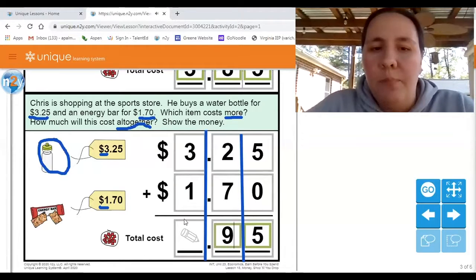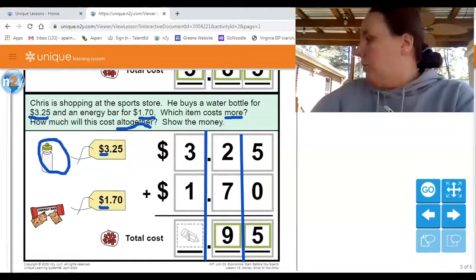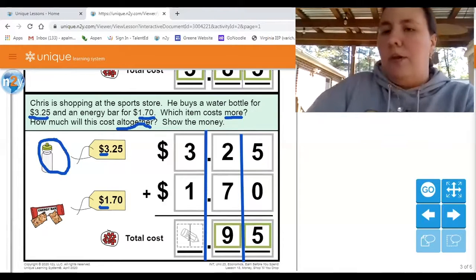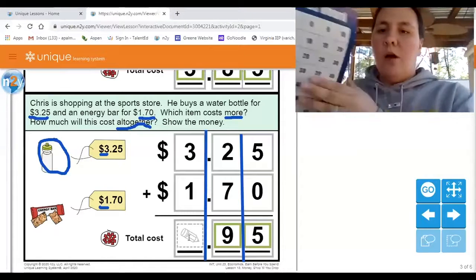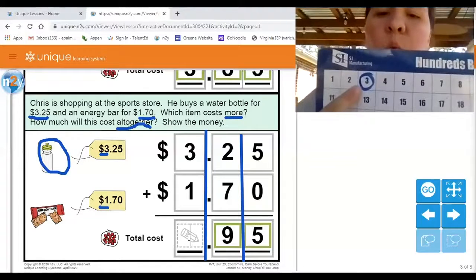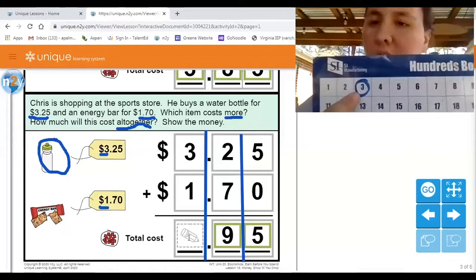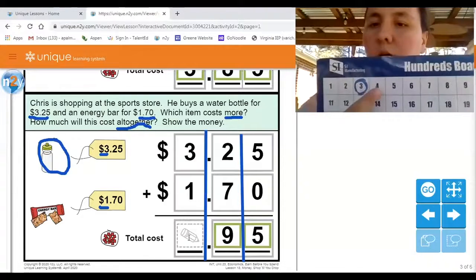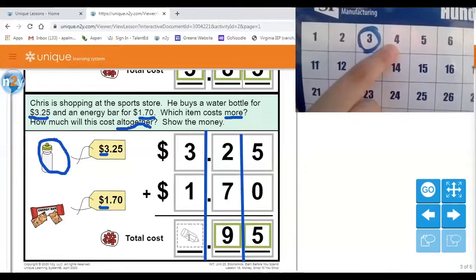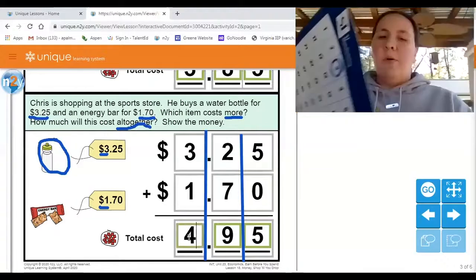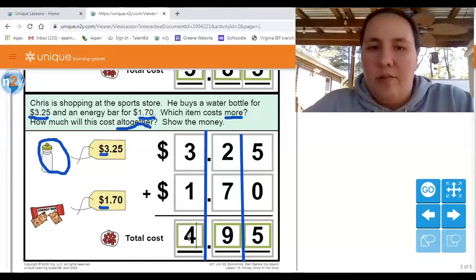3 plus 1. So I'm going to start on my 3 on my hundreds chart. And I'm counting on, what number am I counting on? 1, very good, because that's the other number in the column. So I count 1. What number did we land on? Great job, a 4. Awesome job, guys.